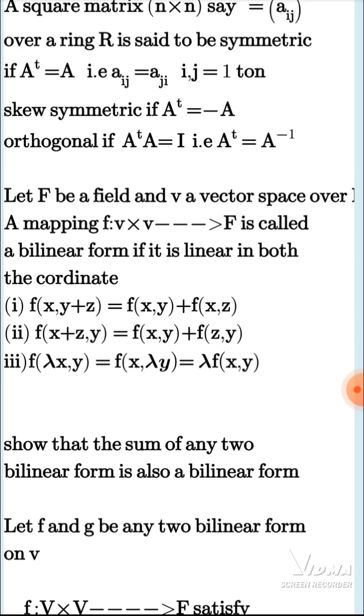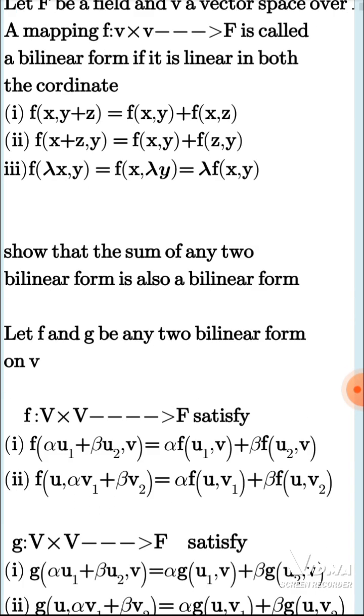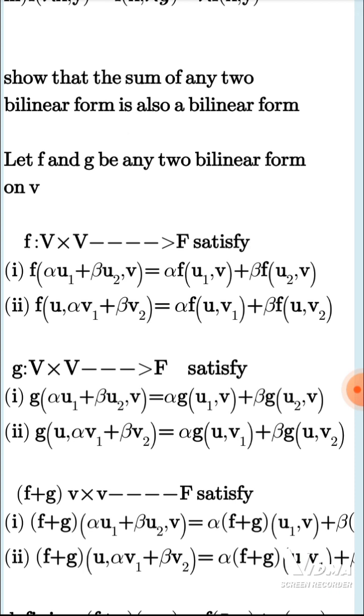Let F be a field and V be a vector space over F. A mapping is called a bilinear form if the three properties below hold. So show that the sum of any two bilinear forms is also a bilinear form.